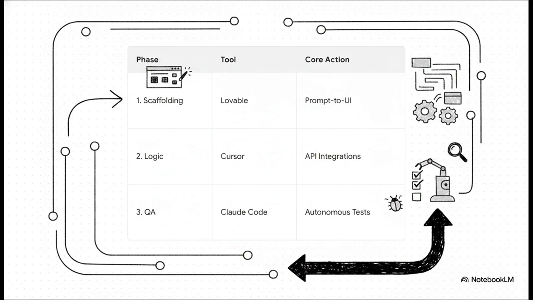They're the ones who understand how to orchestrate these distinct paradigms into a cohesive pipeline. You let visual builders like Lovable handle the ideation and boilerplate. You leverage AI IDEs like Cursor for precision logic and third-party APIs. And you delegate the tedious infrastructure and QA stuff to terminal agents like Claude Code. It really is all about pipeline orchestration.